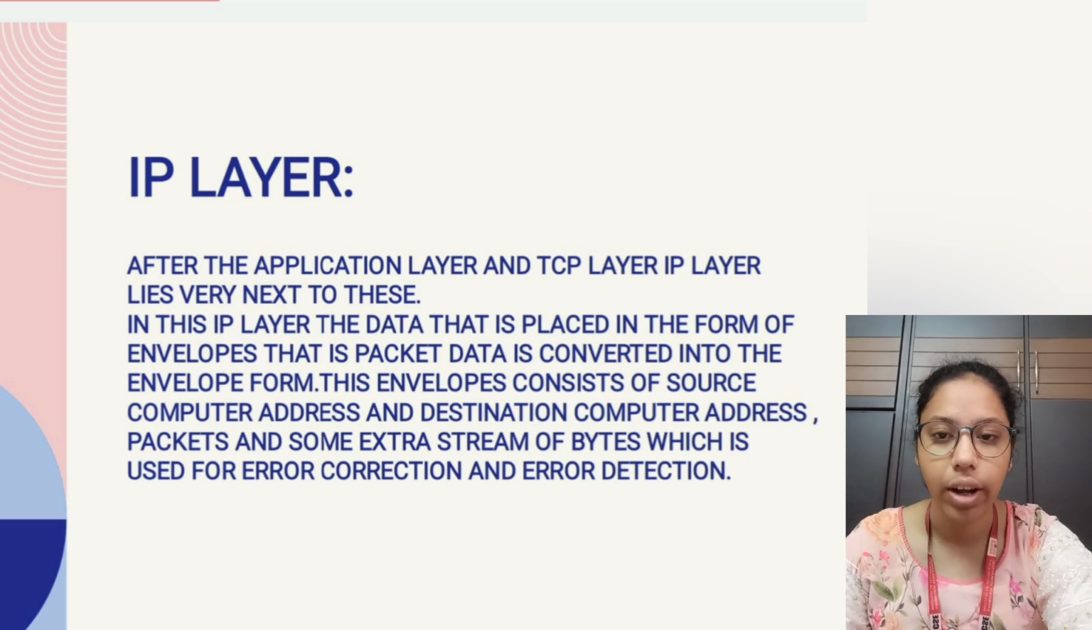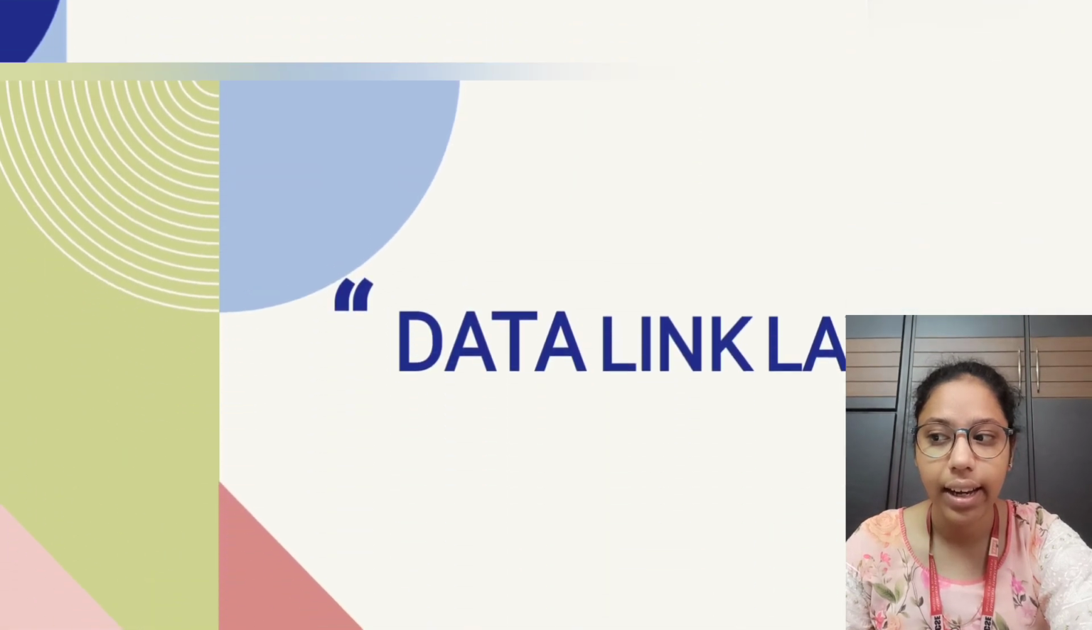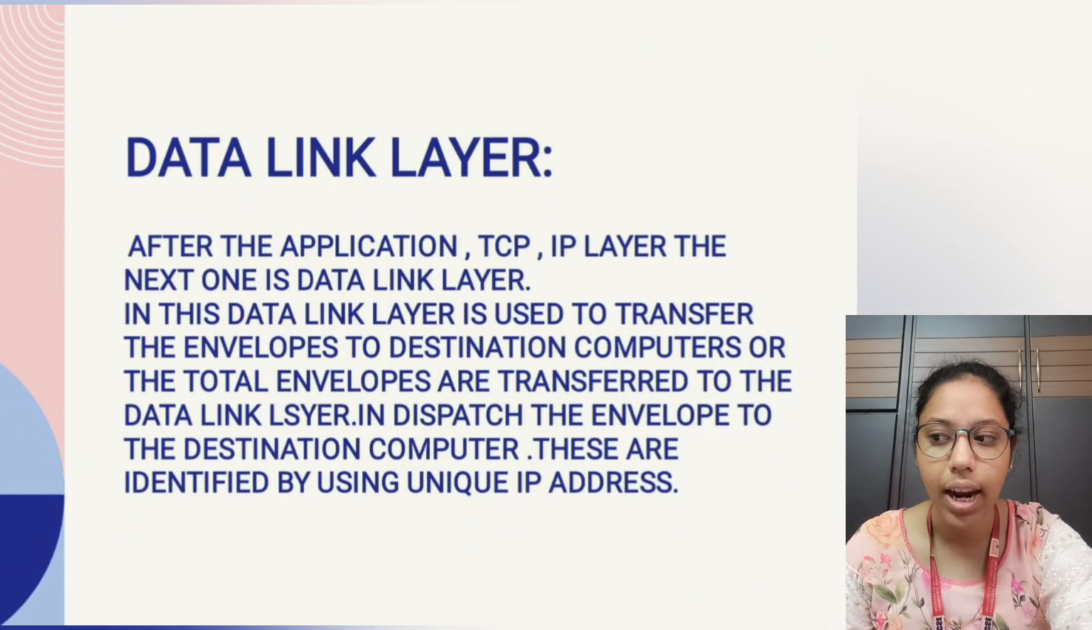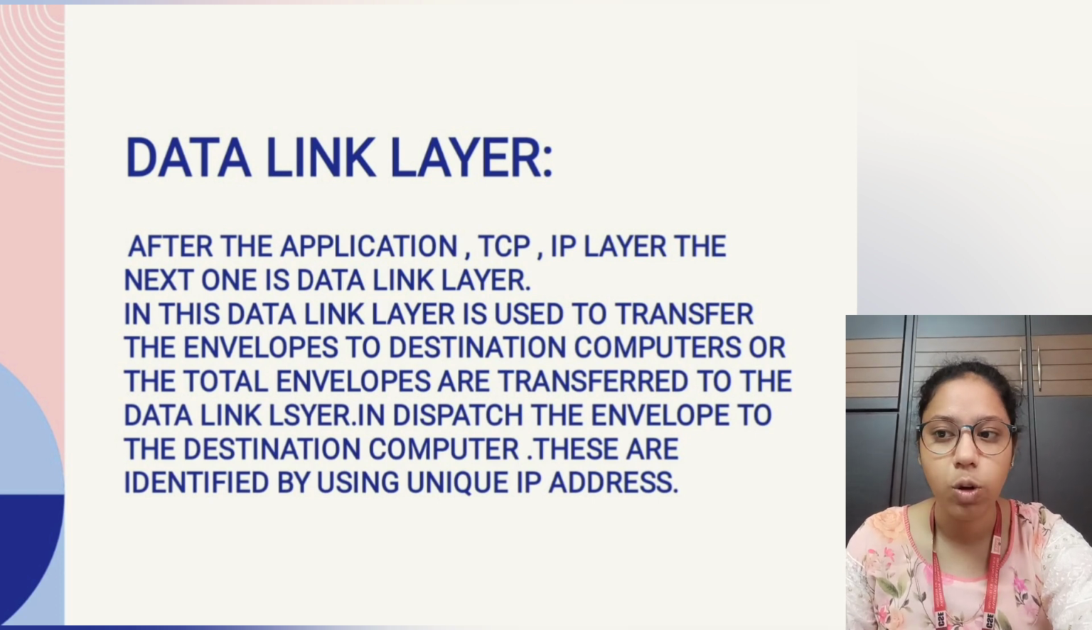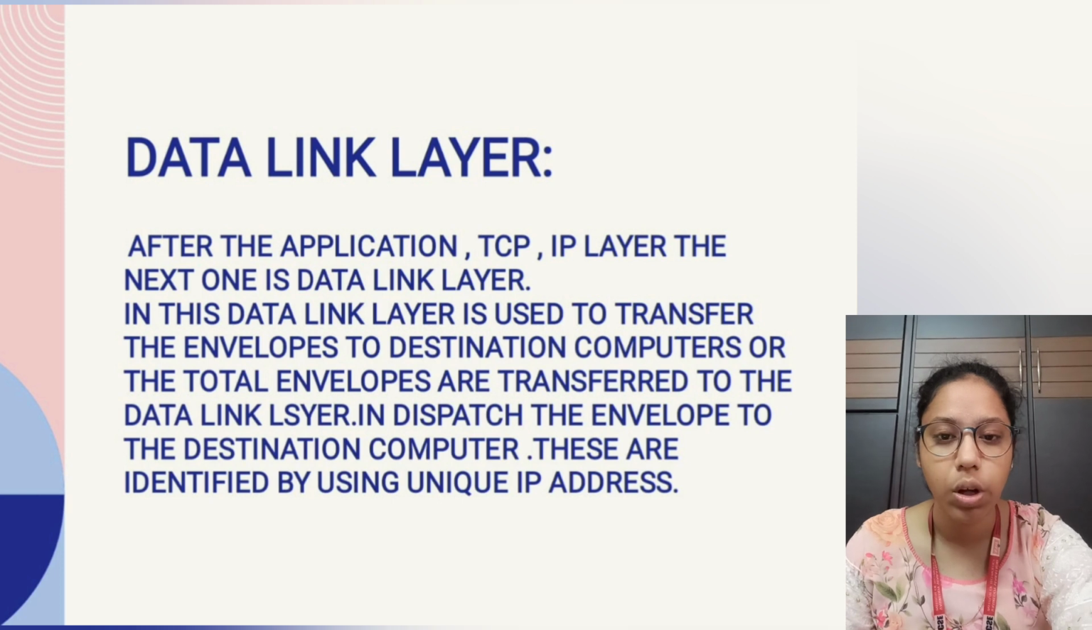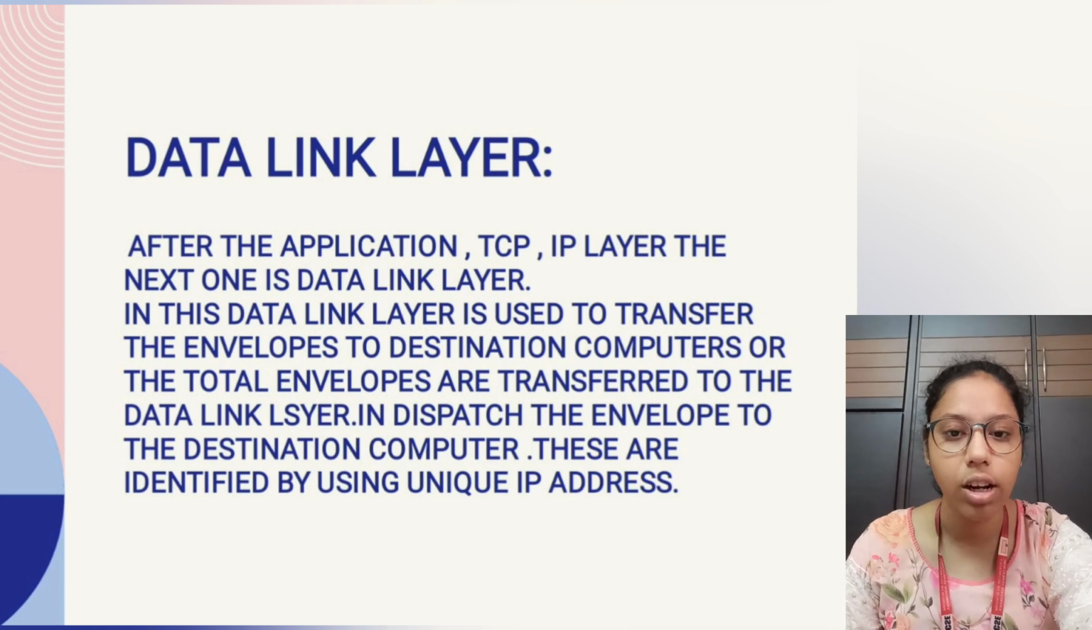The next layer after application layer, TCP layer and IP layer is data link layer. In this data link layer, the envelopes are transferred to the destination computers. To dispatch the envelope to the destination computer, they are identified by using a unique IP address. That is, to transfer the data, there is a unique IP address for each packet or envelope.